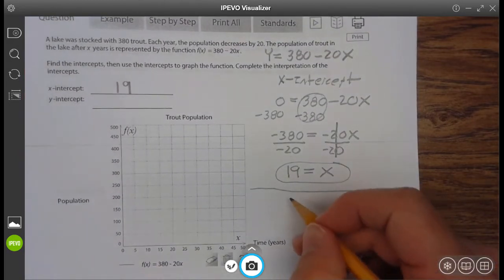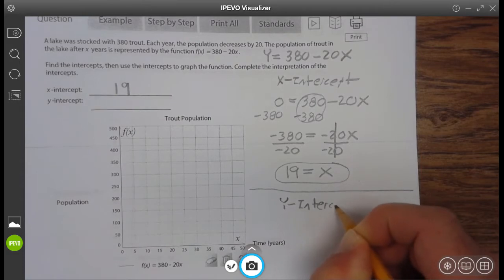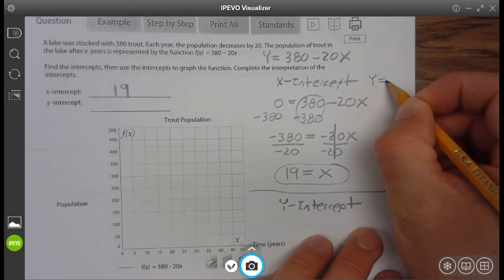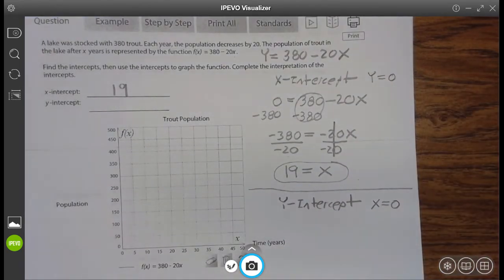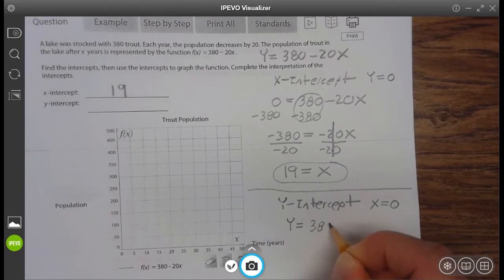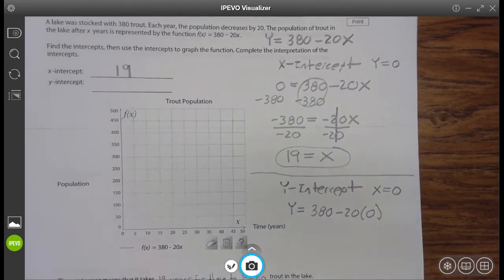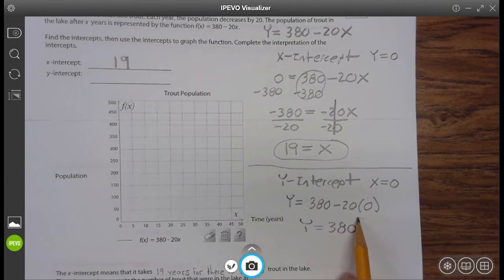Okay, now to find the y-intercept, we know that that's when x equals 0. So we're going to plug in 0 for x. So that's y equals 380 minus 20 times 0. Well, 20 times 0 is 0, so y equals 380 is your y-intercept.